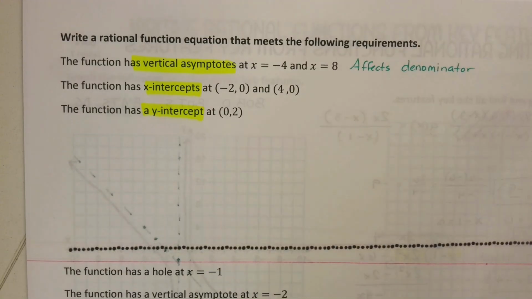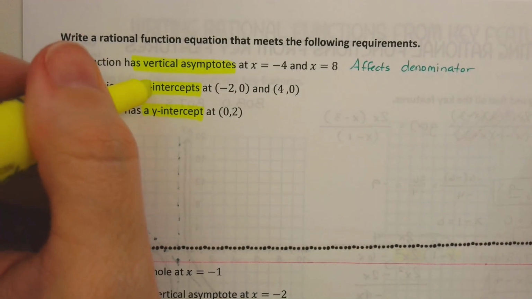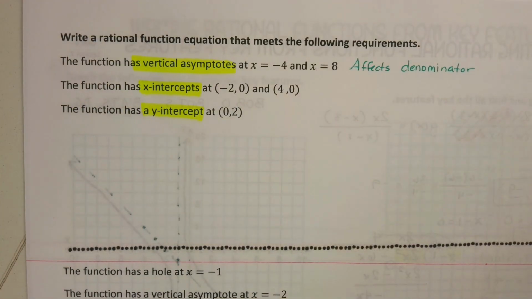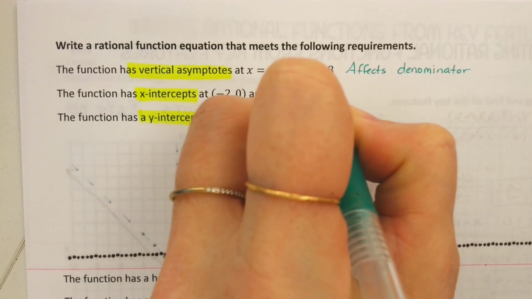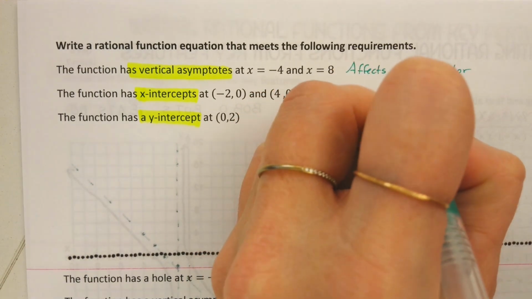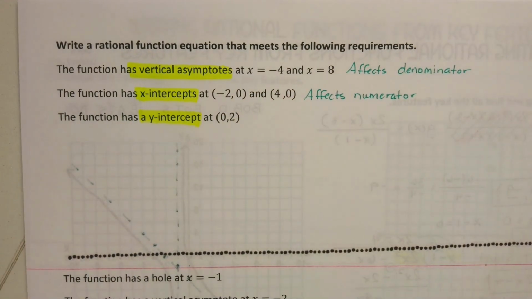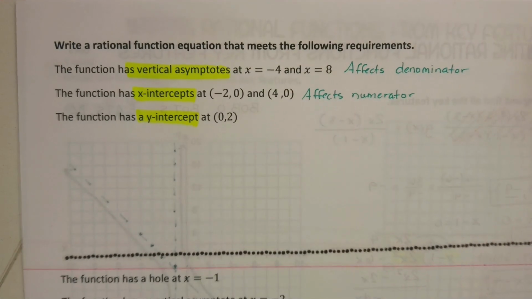What about x-intercepts? What does that affect? That does affect the numerator. Remember, we always say that's when the numerator equals 0. So this one's going to affect the numerator. And then the last one, the y-intercept, that's one that we'll have to check by plugging in 0 and seeing what we get once we do these. And if we don't get the right number, we can always adjust our function.